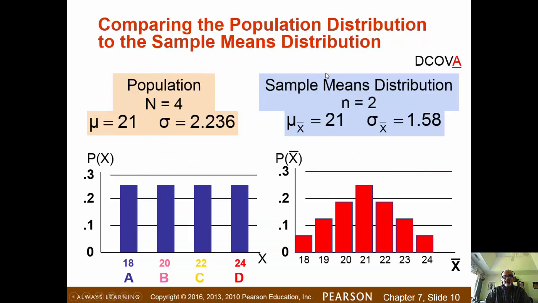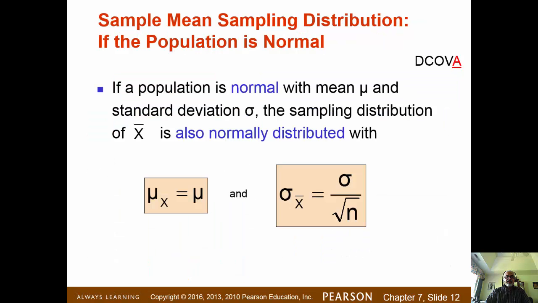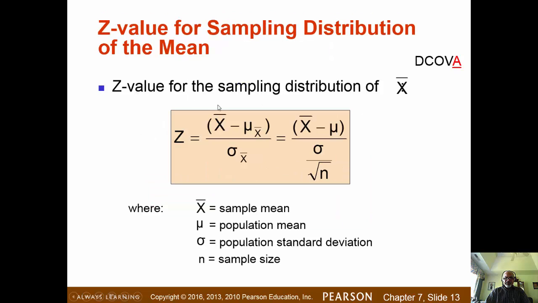So here are the two populations, the original population with its mean and standard deviation. Now the sampling distribution of x bar is a normal distribution with the same mean, and sigma sub x bar is sigma over square root of n. So here is the central limit theorem. If the population is normal with mean mu and sigma, the sampling distribution for x bar is also normally distributed, with mean mu and sigma sub x bar equal to sigma over square root of n. And then the z values can be calculated in this fashion.